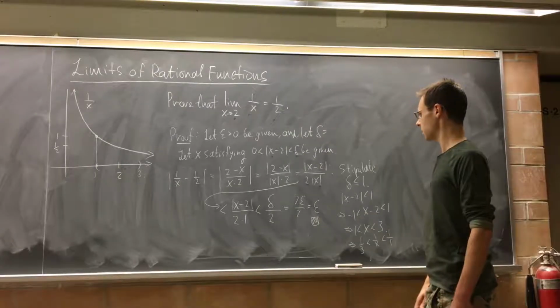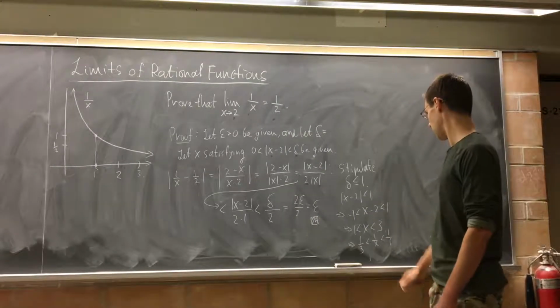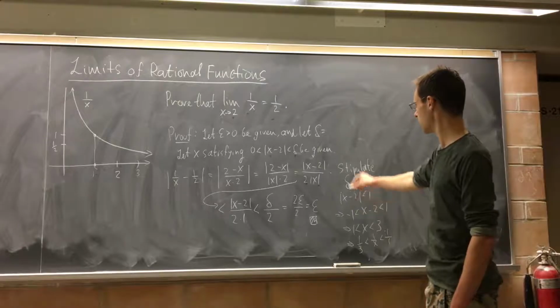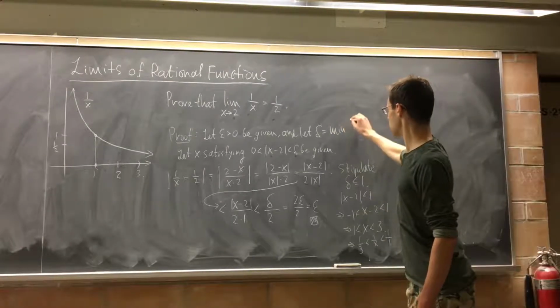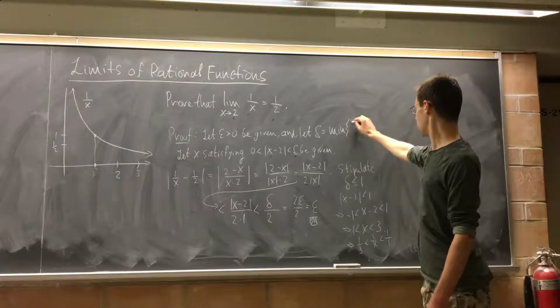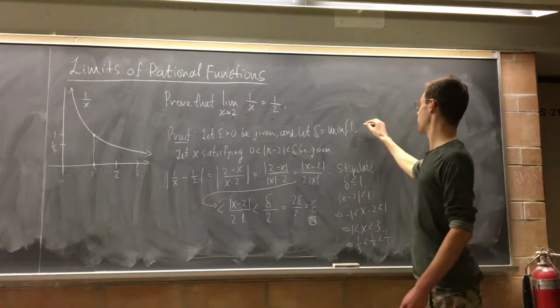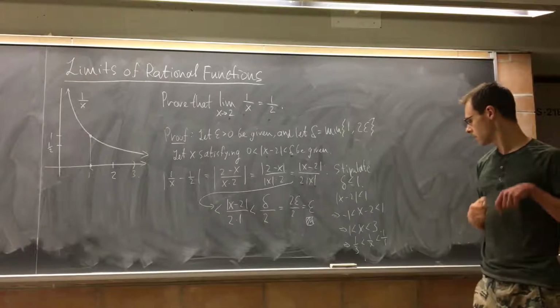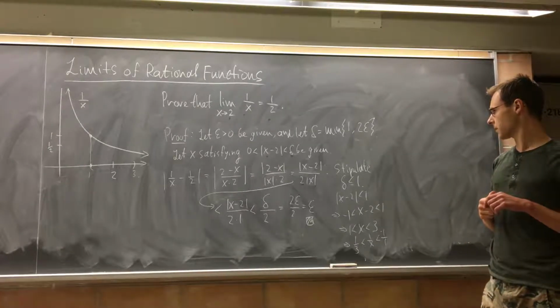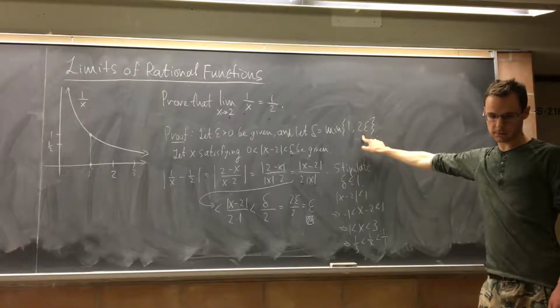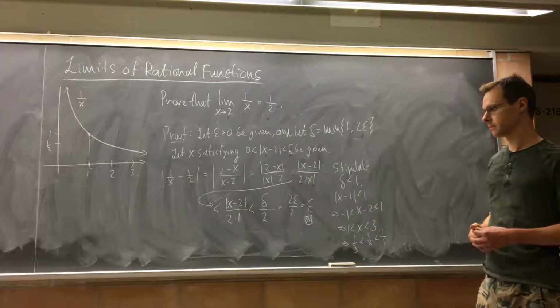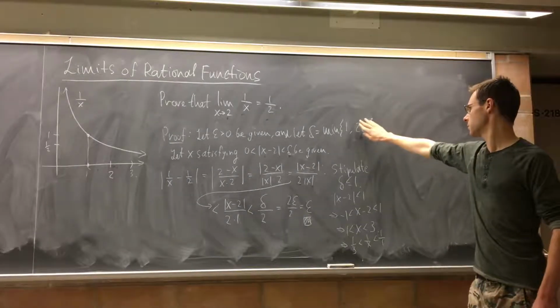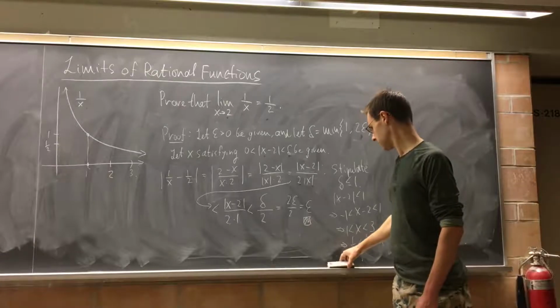Okay? So which delta do we need? Well, we have to have delta less than or equal to 1. So we have a minimum coming in, 1 and 2 epsilon. Okay? It would also be correct, if you don't like the 2 epsilon and you would prefer just to have an epsilon, it would also be correct to remove the 2. There's nothing wrong with that.